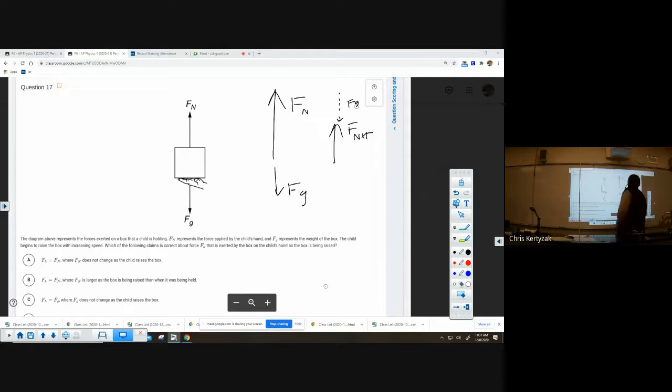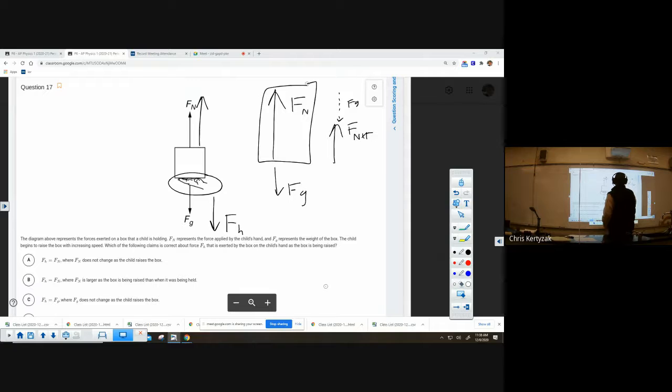So we know there's going to be more upward force than weight, but they're asking about Fh, the force that the person's hand feels. The hand feels a force in the downward direction because the box feels a force in the upward direction, and they're interacting with each other. So the force that the hand feels will always be equal to Fn. Fn is on the box. Fh is on the hand. Those are the two things that are interacting, the box and the hand. They'll both feel equal amounts of force, but opposite in direction.